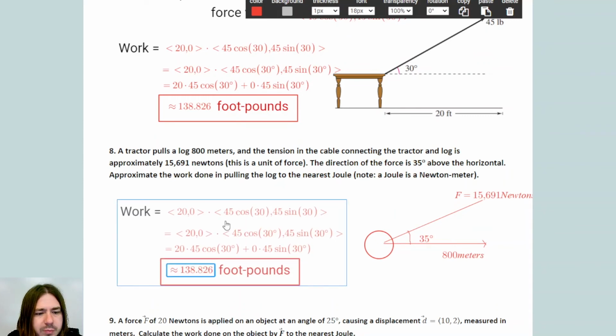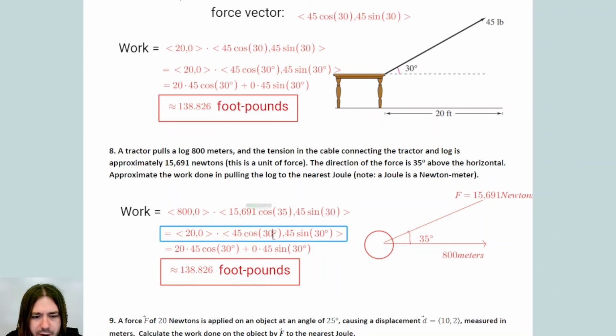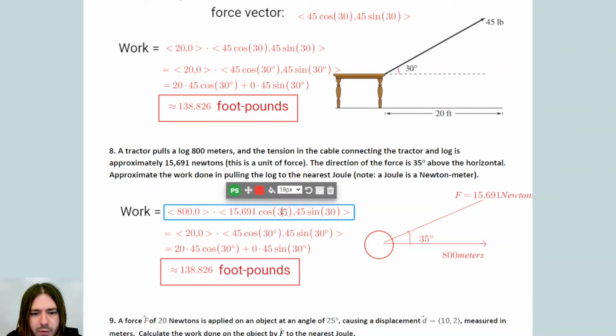My displacement vector here is going to be (800, 0), because we're dragging it 800 meters. And then our force vector is going to be 15,691 times the cosine of 35. Now, 35 degrees is not one of our common angles on the unit circle, so we are going to be stuck with the calculator here no matter what.